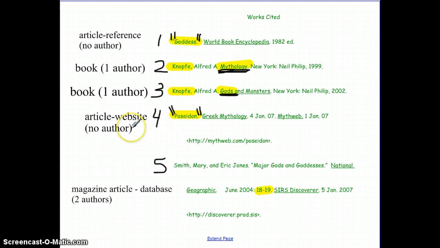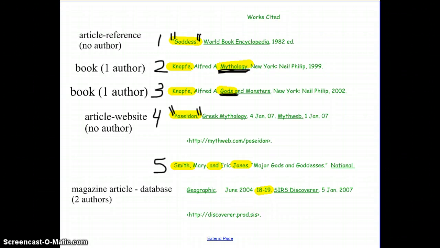All right, and then we've got a magazine article and a database with two authors. Jenny, what do you think? Smith, the word and, notice it's not the number sign. Is Smith Mary's first or last name? Last name. So we want to be consistent. Which one's the last name over here? Jones. Jones. So it's going to say Smith and Jones.